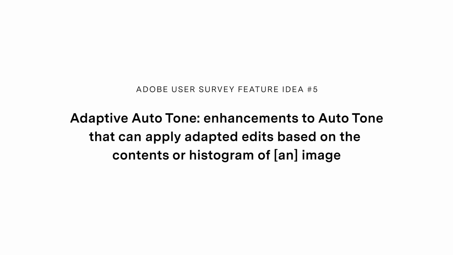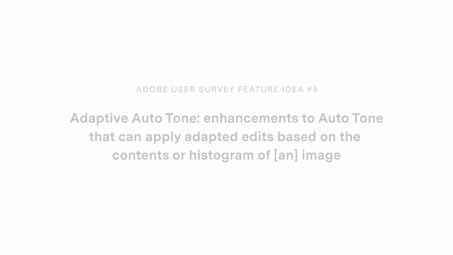Okay, feature idea number 5, adaptive auto tone. Enhancements to auto tone that can apply adapted edits based on the contents or histogram of an image. So this sounds really interesting, and this is actually an area where I feel like Adobe's been a little bit behind the competition. There's been other applications like Capture One. I think On One has this. I know DxO Photo Lab does.